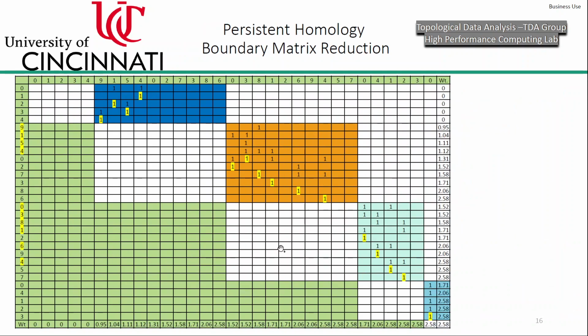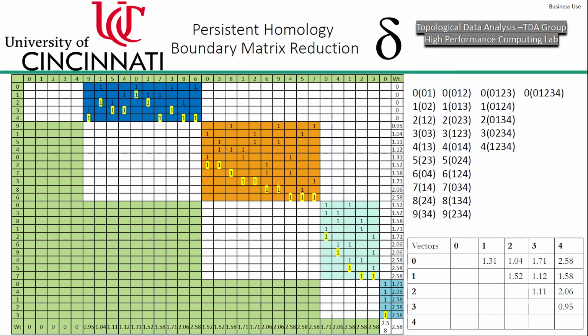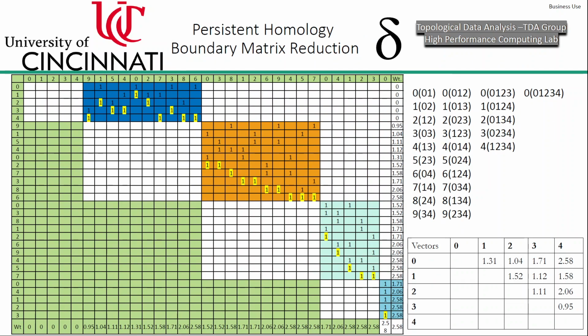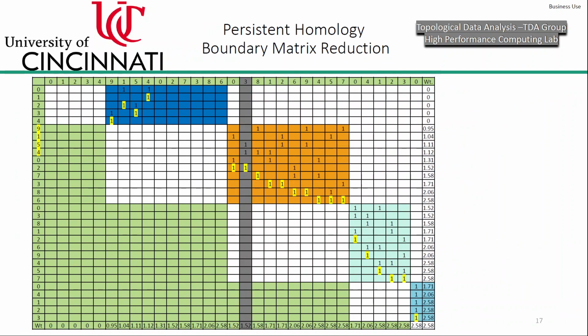Now we need to do the boundary matrix reduction. This is the result after doing the boundary reduction. Now we'll see how we get it from here, right? From here we started and we ended up here. How do we get to here from here? Let's see.